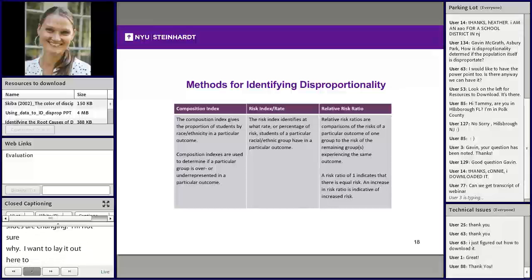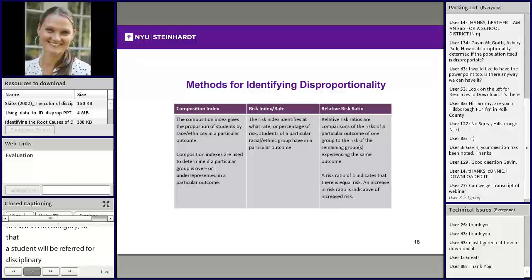And basically, the composition index is just going to show us the proportion of students in a particular outcome. This could be in disciplinary referrals, or it could be the proportion of students with disabilities in a district. It just is telling us, what percentage of students have this particular facet or outcome associated with them. The risk index, or the rate, talks about the probability, like what is the chance that a student is going to exist in this category, or that a student will be referred for disciplinary action or suspended.